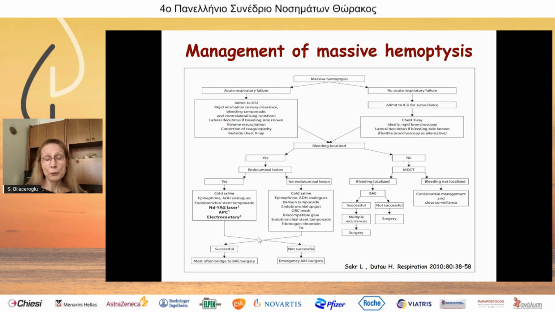We can use balloon tamponade to block the airway where the bleeding is coming from, so that it doesn't go to the whole lung or to the other lung. Instead of a balloon, we can use spigots. We can use biocompatible glue, or some stents, to block the airway. And if this is successful, it can be a bridge to bronchial arterial embolization or surgery.